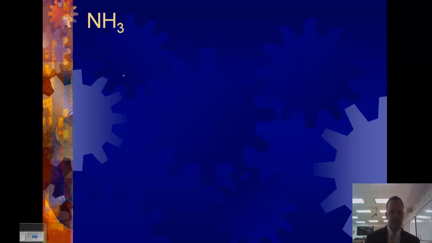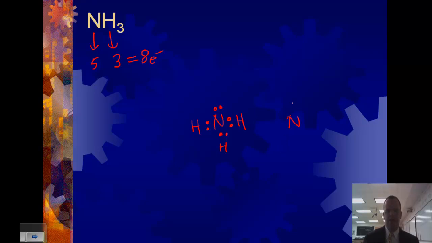Okay, NH3. Nitrogen has 5 electrons, plus 3 hydrogens for 3, for a total of 8 electrons here. Nitrogen, 2, 1, 1, and 1. So I'm going to put 1 hydrogen on this side, 1 hydrogen down below, and 1 hydrogen on this side. Nitrogen now has 8. Hydrogen each has 2. So you could just as easily write this as a line for each of the bonded pairs, a line with the 2 dots above nitrogen. The 2 dots above nitrogen must stay there because that's an unbonded pair of electrons.